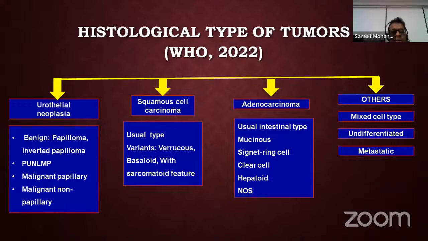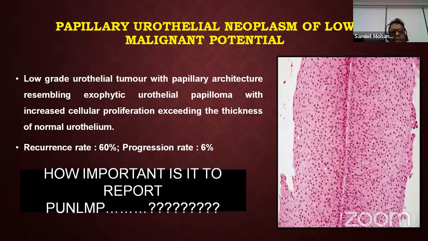Then there is squamous cell carcinoma, which can be usual, verrucous, basaloid, sarcomatoid, adenocarcinoma, and the mixed type. So what is papillary urothelial neoplasm of low malignant potential? As you said, it's a low-grade papillary neoplasm with papillary architecture. It has an exophytic growth pattern like urothelial papilloma, with an increase in thickness, but there is very minimal atypia. So this is a catch. What is minimal atypia?